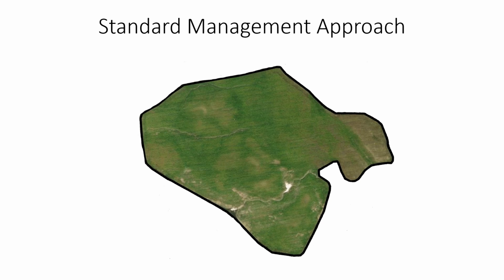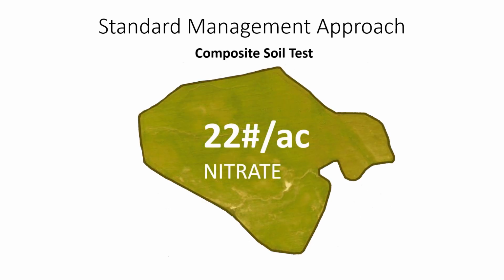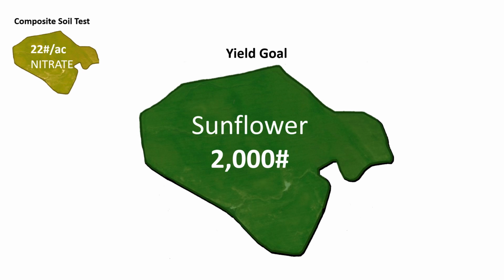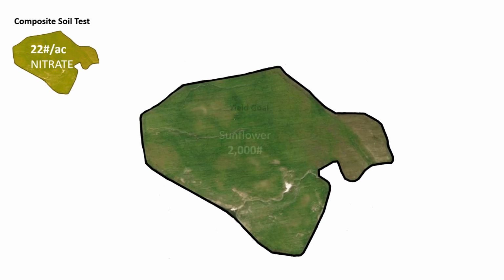So first off, I just want to step through how we typically manage our fields here. Our standard management approach. So first off, where we need to start each season, in my opinion, is with a composite soil test. That composite soil test showed 22 pounds per acre of nitrate. The next thing we did was we set our yield goal. We're raising sunflowers on this field, and we're shooting for 2,000 pound sunflowers.